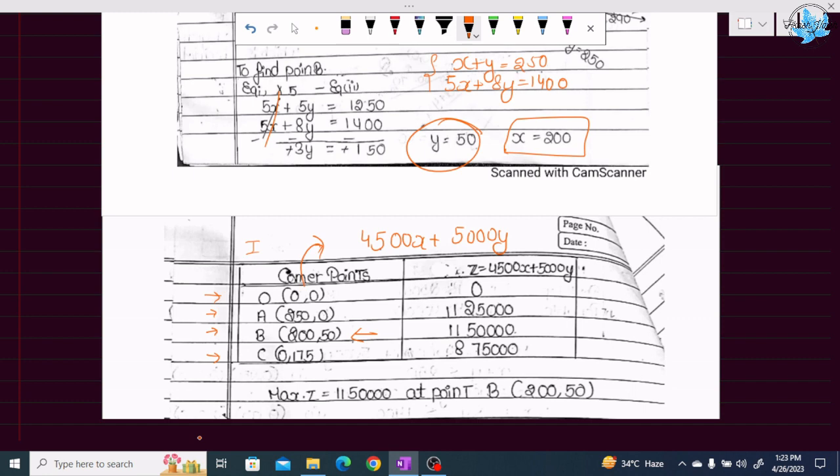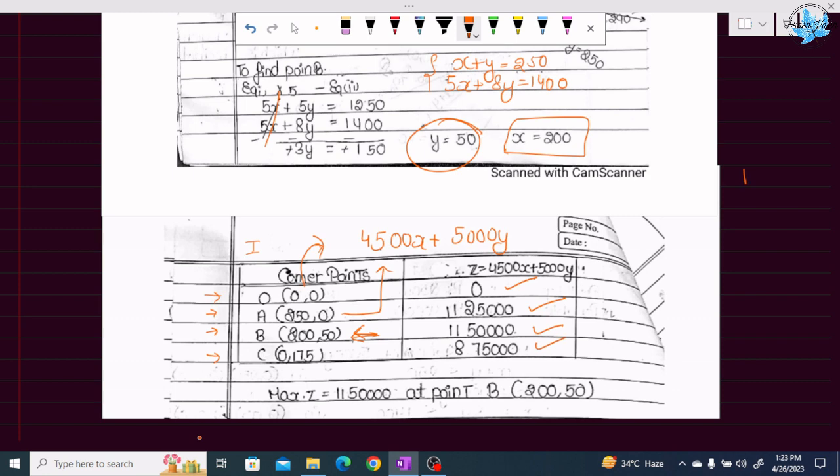To find the value at O, I will put x and y as 0, then I will get the Z function as 0. To find the value at A, I will put x as 250 and y as 0, because the coordinate is 250, 0. Then I will get the value at A. Similarly, to find the values at B and C, put the values of x and y from the coordinates given to you, then find the maximum Z.